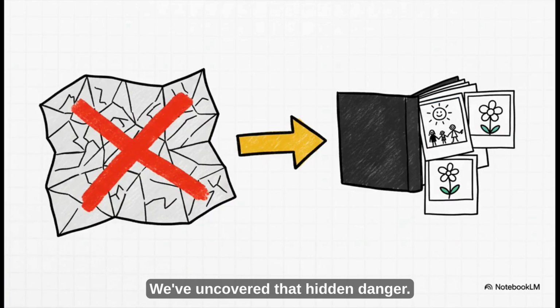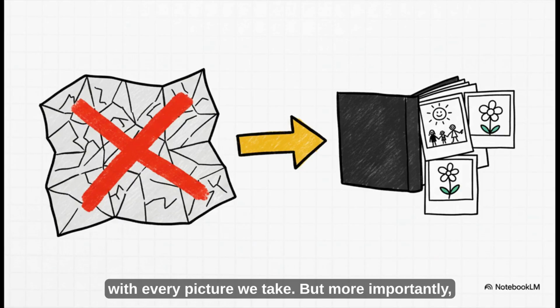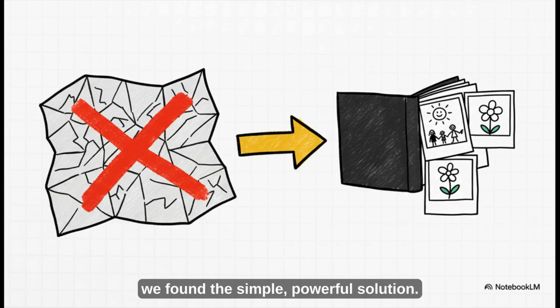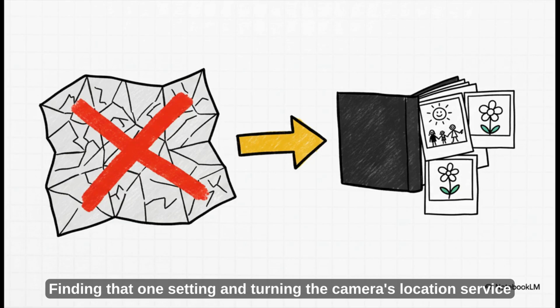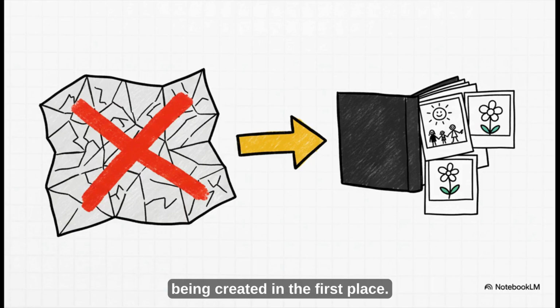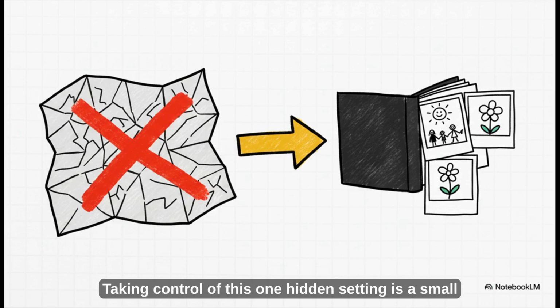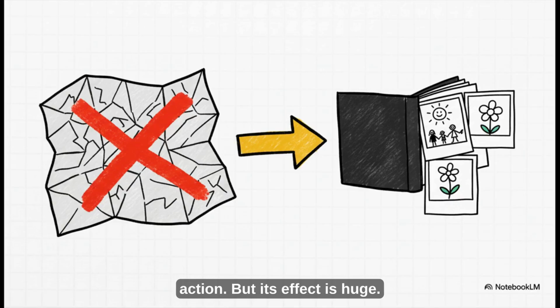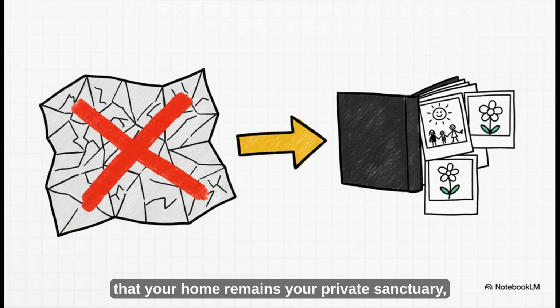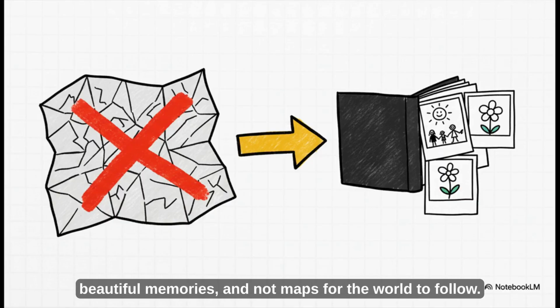We've uncovered that hidden danger, the fact that our phones can secretly share our GPS location with every picture we take. But more importantly, we found the simple, powerful solution. Finding that one setting and turning the camera's location service to never stops that dangerous data from ever being created in the first place. And I want to leave you with this one final reassuring thought. Taking control of this one hidden setting is a small action, but its effect is huge. It ensures your safety is protected, that your home remains your private sanctuary, and that your cherished memories of family, of travel, of a life well lived remain just that, beautiful memories and not maps for the world to follow.